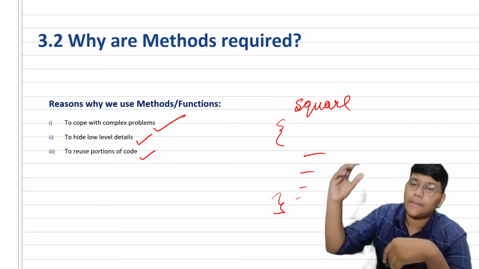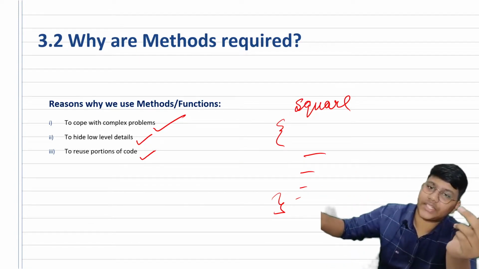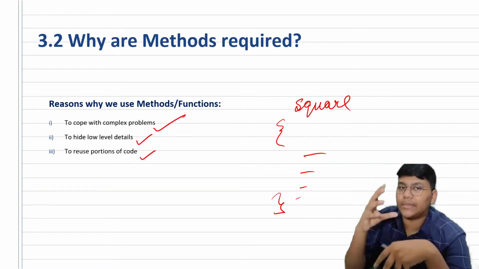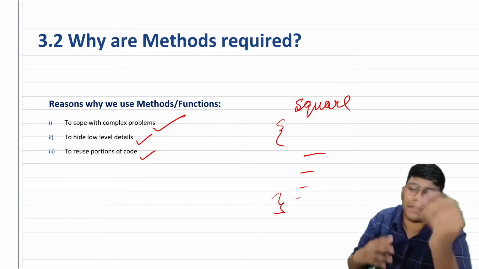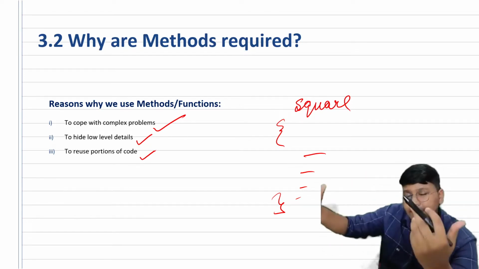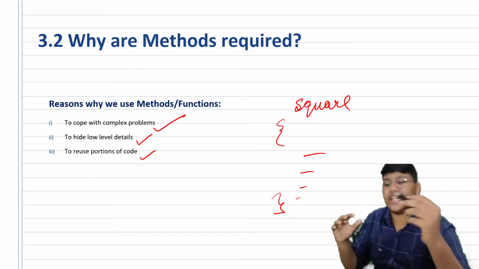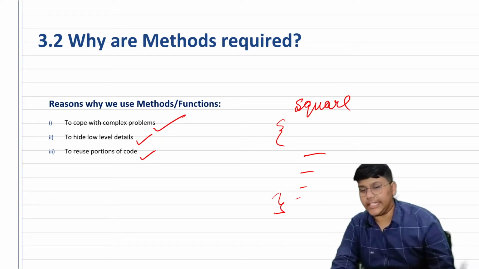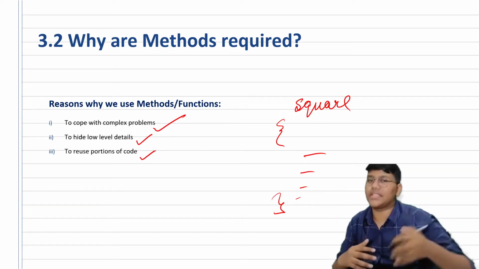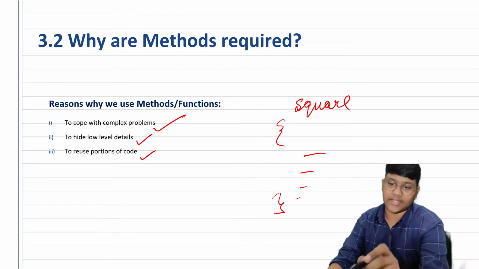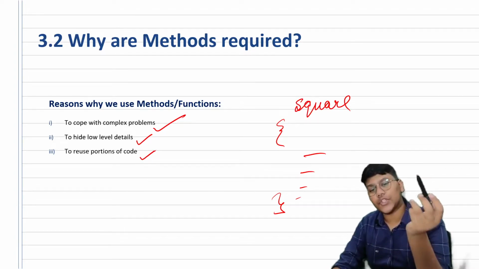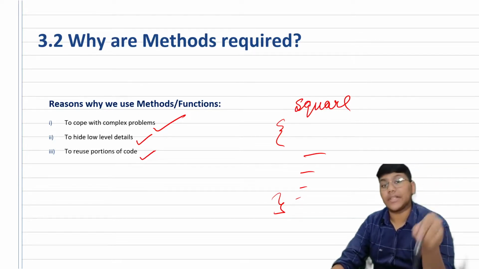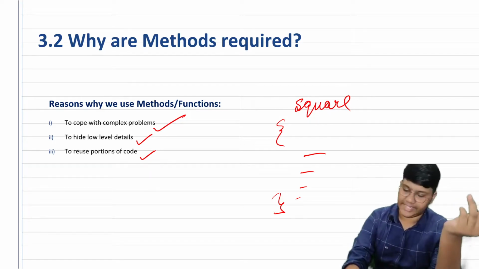For example, print the square of the first 10 numbers. So there are some portions of the code that can be used again. We can use a loop, but think of complex programs, think of large programs where it becomes very difficult to cope with the loop, with all the parts written in it. So it divides it into parts, and it becomes easier to read. Hence, to cope with complex problems and to reuse portions of code, for example, if we create a method for squaring a number, we can use that method again and again, and to hide low level details.